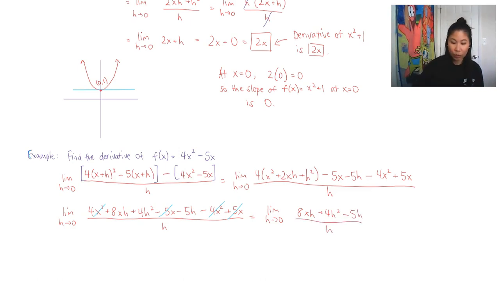Okay, so again, remember we always also want to cancel out whatever's on the bottom so that we don't end up dividing by 0 when we plug in h equals 0. So that means I'm going to factor out an h on top so that I can cancel out that h with the stuff on the bottom. And that'll leave me with 8x plus 4h minus 5 on top.